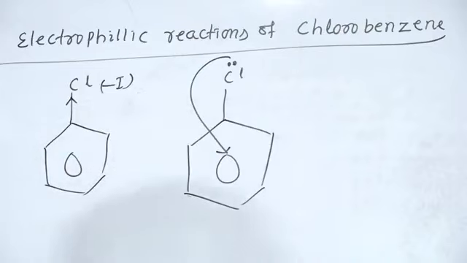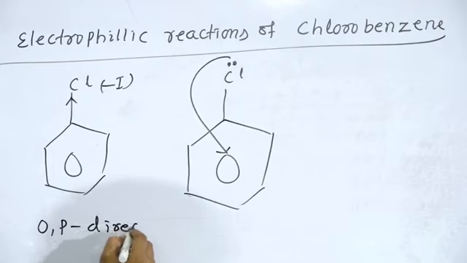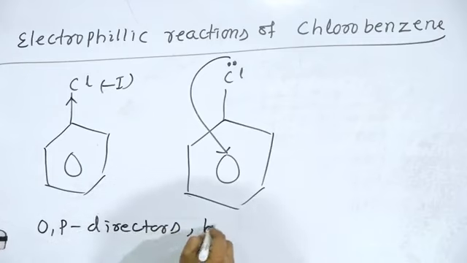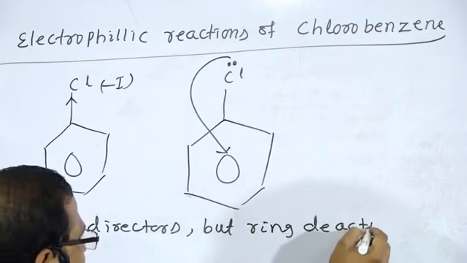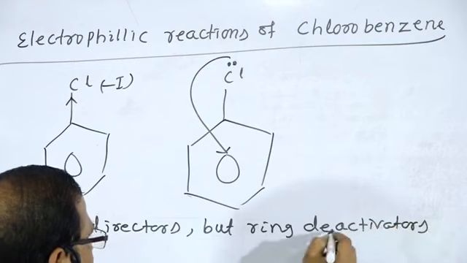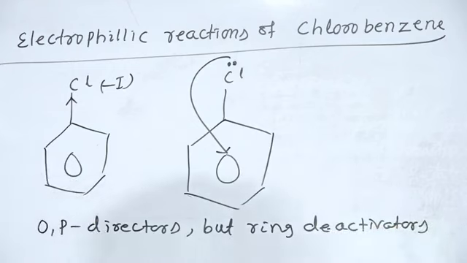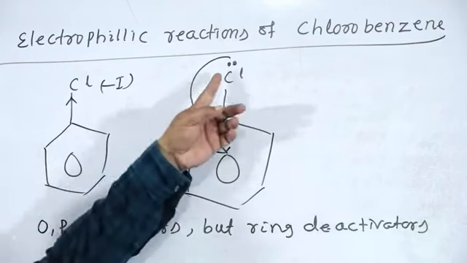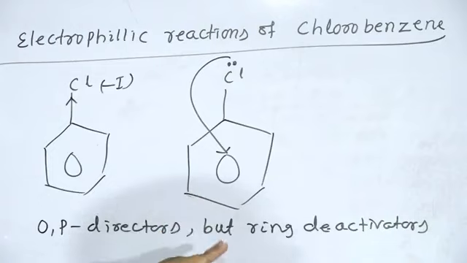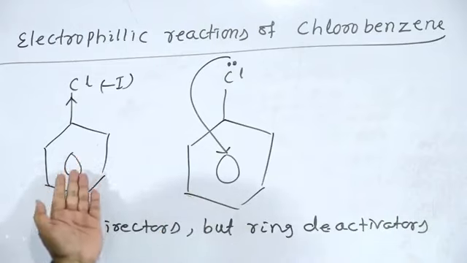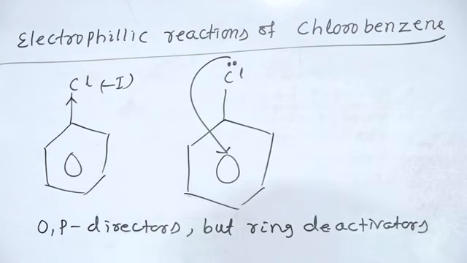Then what will happen? The halogens are treated as ortho-para directors, but ring deactivators. Ortho-para director means they will increase electron density particularly at the ortho and para positions. We will see that in the resonating structures. But they are ring deactivators because they withdraw electron from the ring. So we will draw the resonating structures of chlorobenzene.